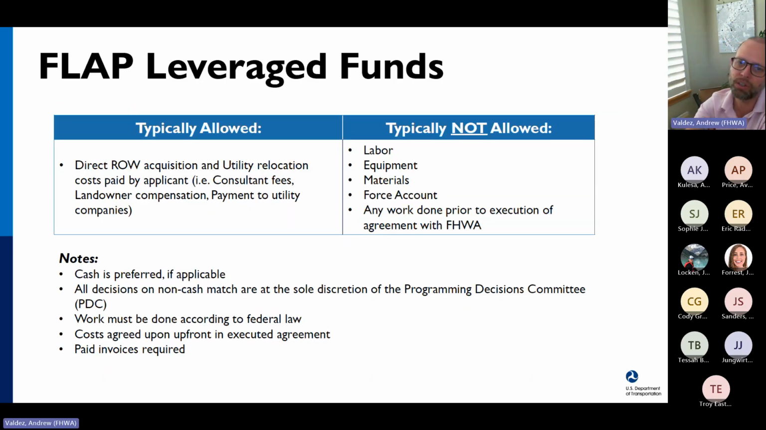Here's a little bit more on leveraged funds. Of course, direct cash transfers are always kind of the preferred way of doing business, but things like right-of-way acquisition, utility relocation costs, and other hard costs, those can all count as leveraged funds. Labor, equipment, materials, or any type of force account where monies are required to be spent, or any work prior to an execution of agreement with Federal Highways, typically not allowed as leverage.